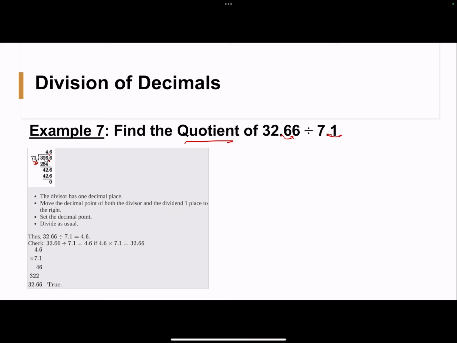71 goes into 326 4 times. 4 times 71 is 284. When I subtract, I get 42. I bring down the 6. 71 goes into 426 6 times. 6 times 71 is 426. I don't even put my decimals in here, because once I put my decimal in, that's where it's going to be in the answer.